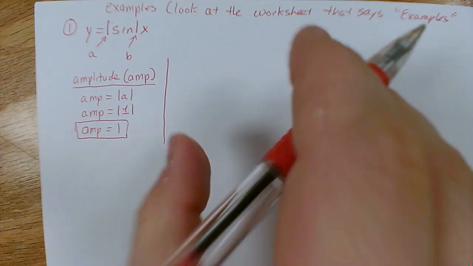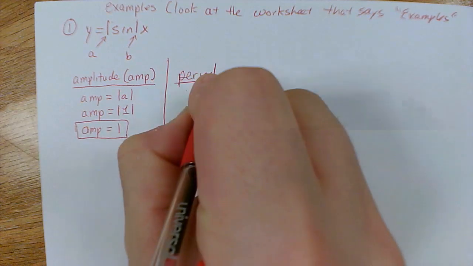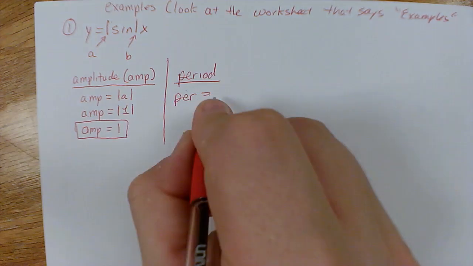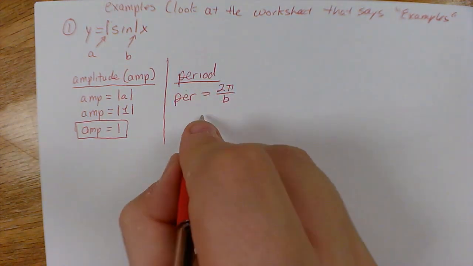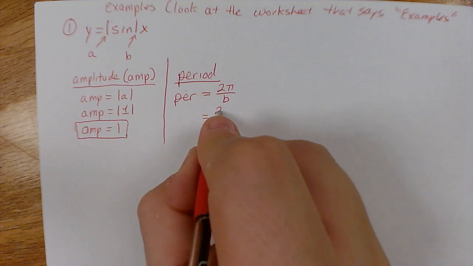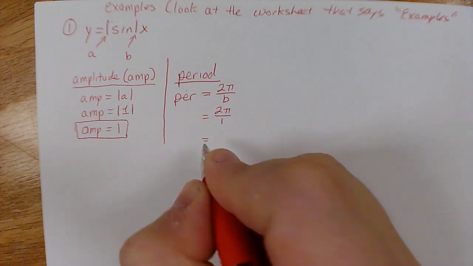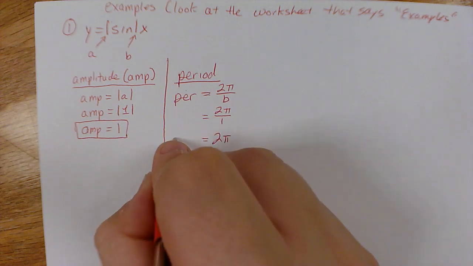Next thing we're going to find is our period. Now the period, we'll call it PER for short, is 2 pi divided by whatever the number B is. So we'll do 2 pi divided by 1. Notice the pi's don't cancel. And this would end up being 2 pi for the period.